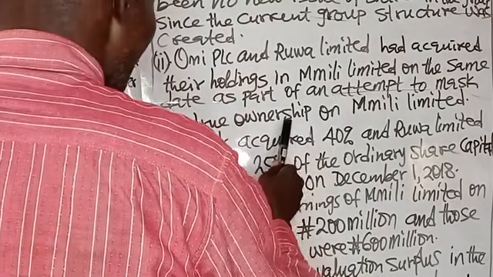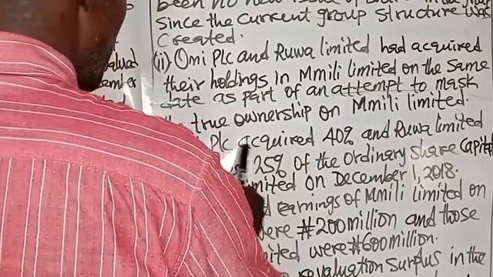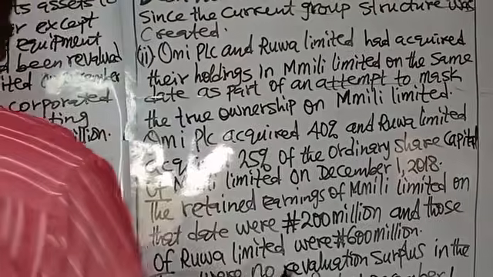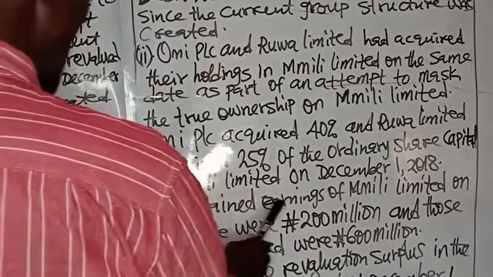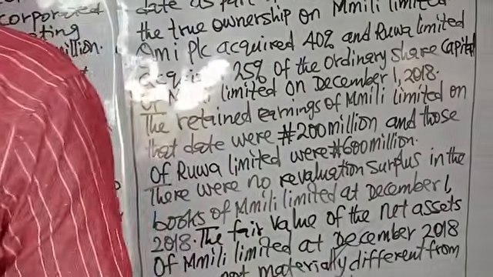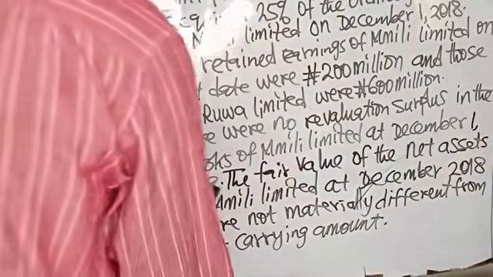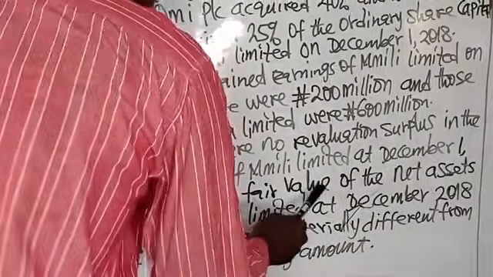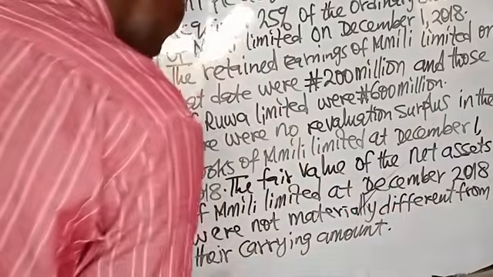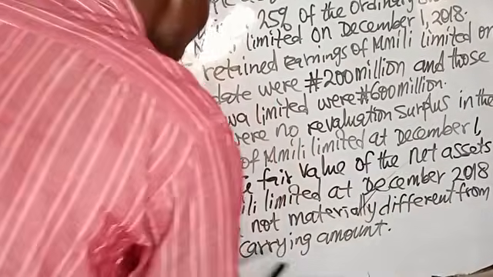OMI PLC acquired 40% and Ruwa Limited acquired 25% of the ordinary share capital of Mili Limited on December 1st, 2018. The retained earnings of Mili Limited on that date was 200 million naira, and those of Ruwa Limited were 600 million naira. There was no revaluation surplus in the books of Mili Limited at December 1st, 2018. The fair value of the net assets of Mili Limited at December 2018 was not materially different from their carrying amount.